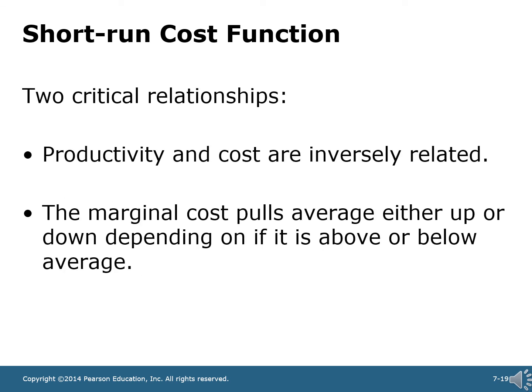There are 2 very important relationships that we need to talk about here. First is that productivity and costs are inversely related. So as a firm is more productive, as their marginal product is increasing, their marginal cost is falling. Conversely, when their marginal cost is increasing, their marginal product is going to be decreasing. So they're the exact opposite. And the marginal cost is going to pull the average either up or down, depending on whether it's above or below the average.